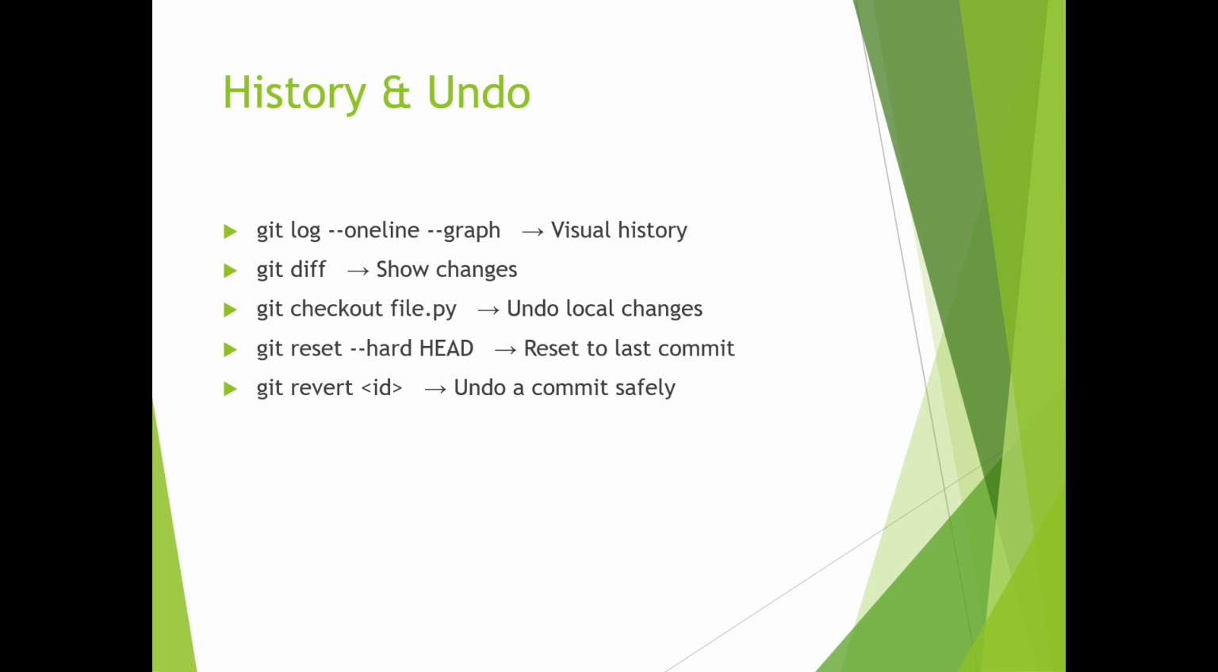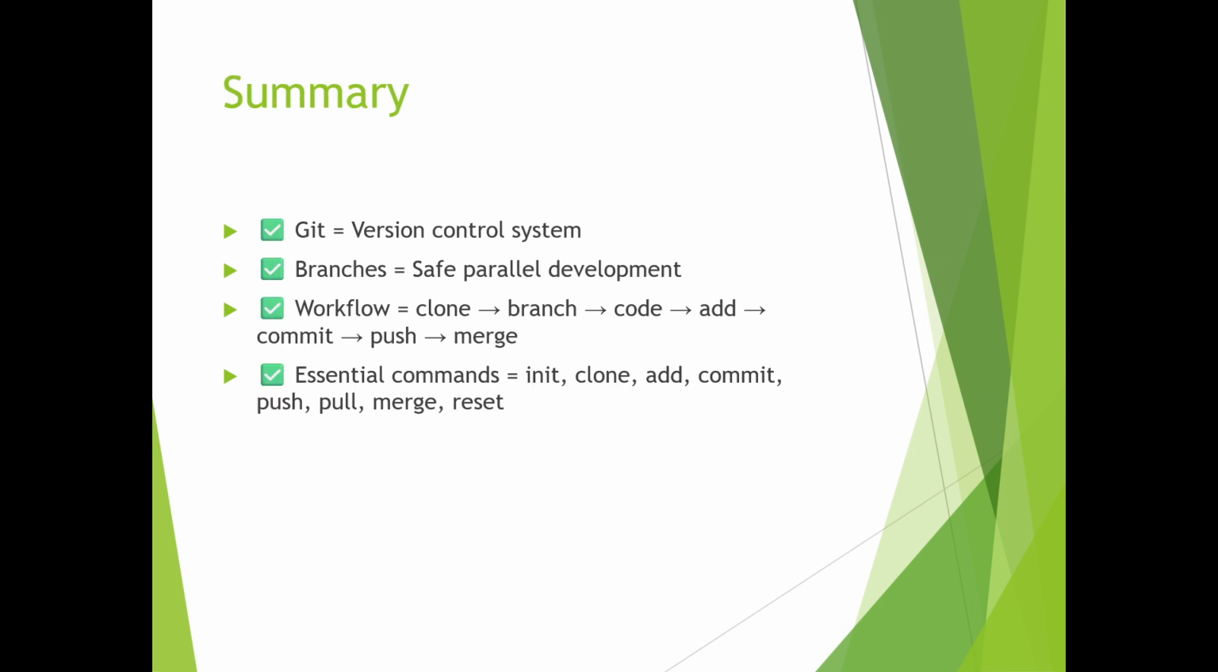That means the changes will be undone locally. Now git reset --hard, reset to the last commit. That means you already did the commit, you need to come back to the previous commit. In that case, we'll do the git reset --hard. Now if you want to undo a commit safely, use the revert command. So we'll do git revert and use the commit ID. In that case, it will undo the commit safely from the repository.